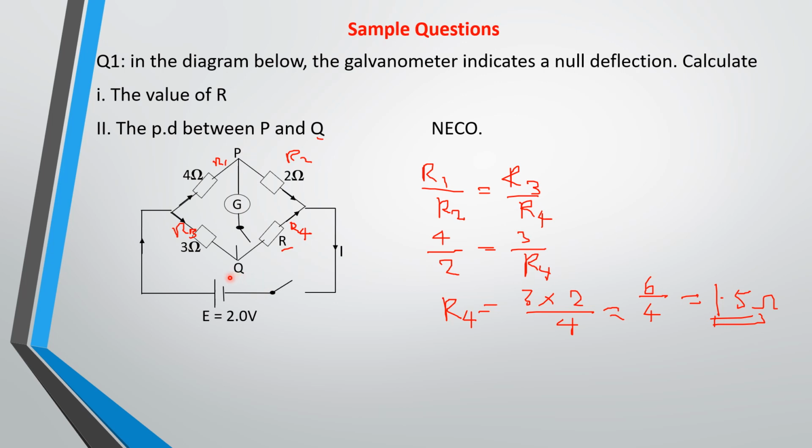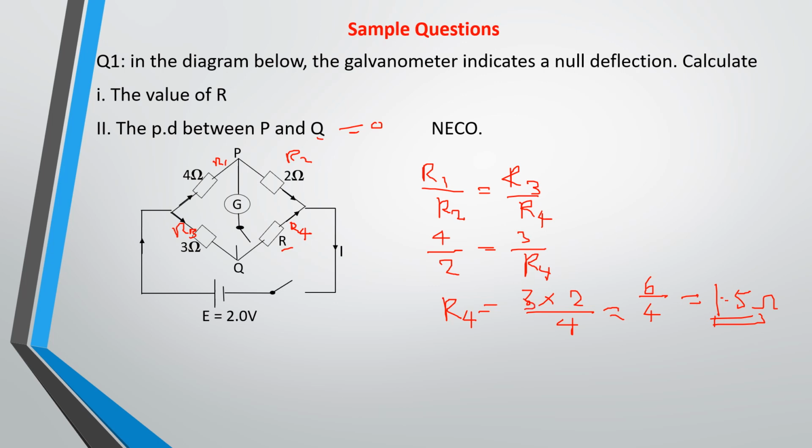Okay, so we said that at non-deflection, the potential difference between P and Q is equal to 0. So the second option is that the PD between P and Q is equal to 0. That's all. Because at non-deflection, the potential difference between P and Q is equal to 0. So there's no potential difference between P and Q at non-deflection. So this number 2 is equal to 0. That's what we discussed before. So this is how to go about this type of question if you come across them.